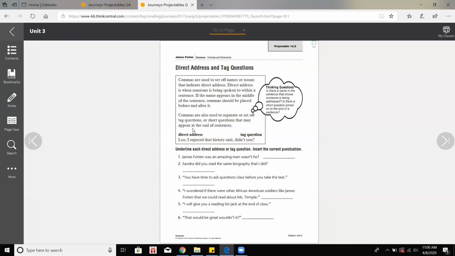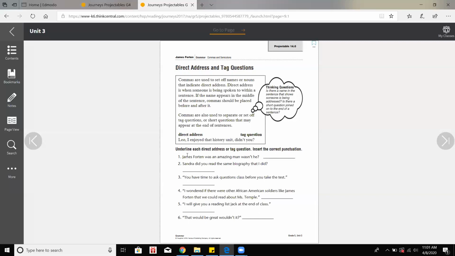So you have in here a direct address sample and a tag question sample. Leo, I enjoyed that history unit, didn't you? Okay, so you have in here the name of the person you're directly addressing. It's Leo. So you have to separate the name from the rest of the sentence using a comma. And then you have the tag question, didn't you? You have to place your comma before the tag question.